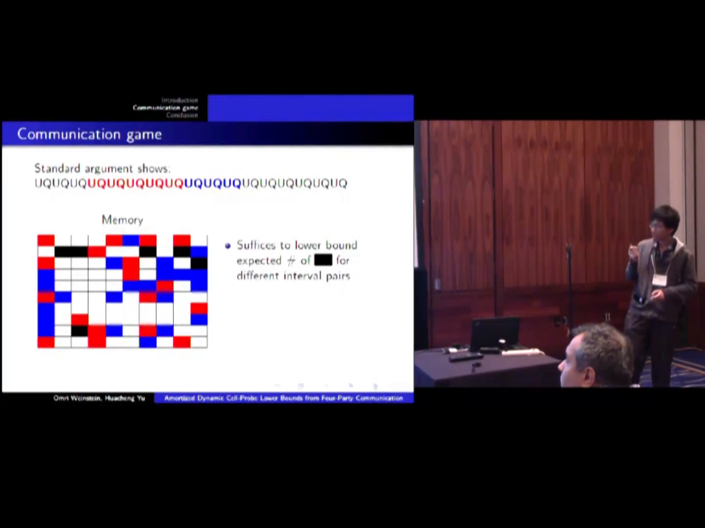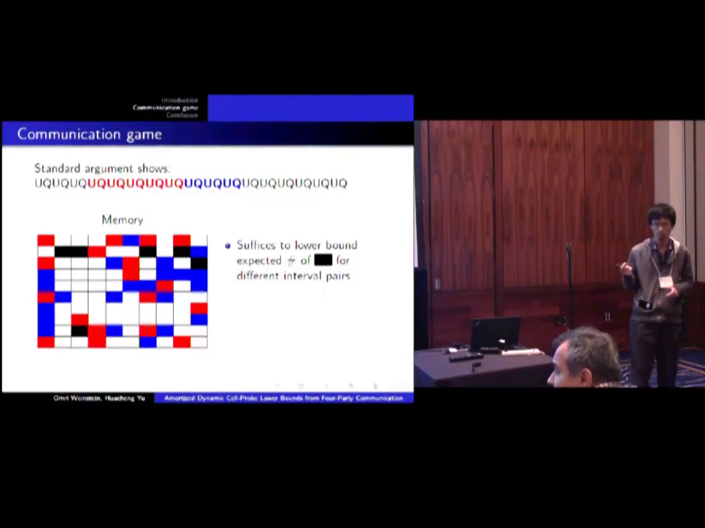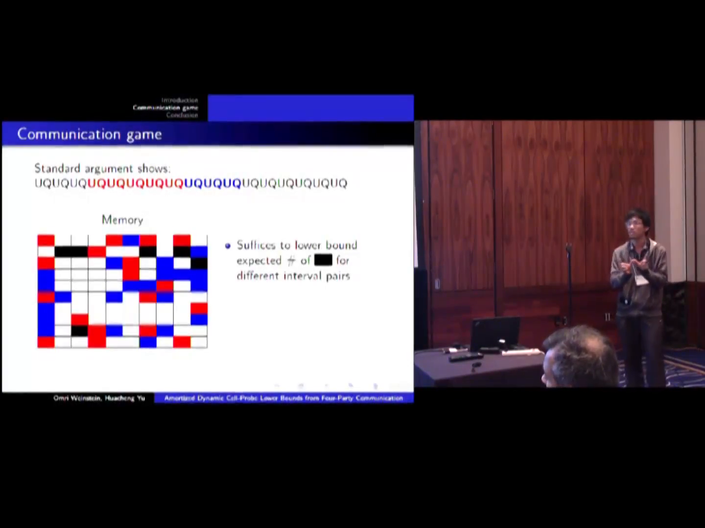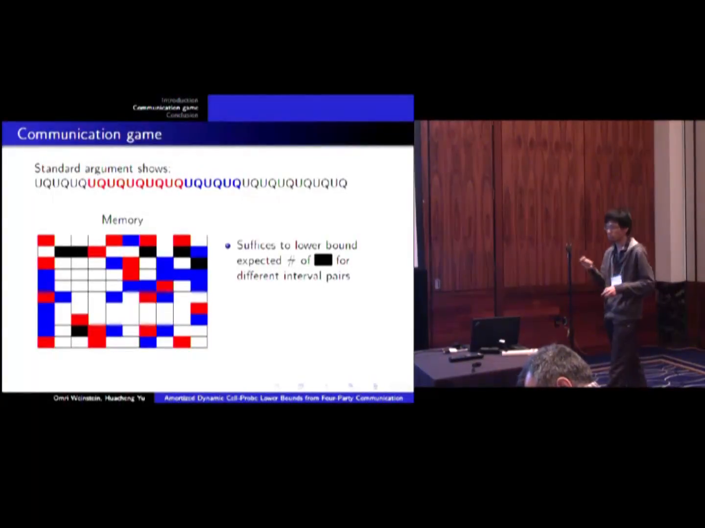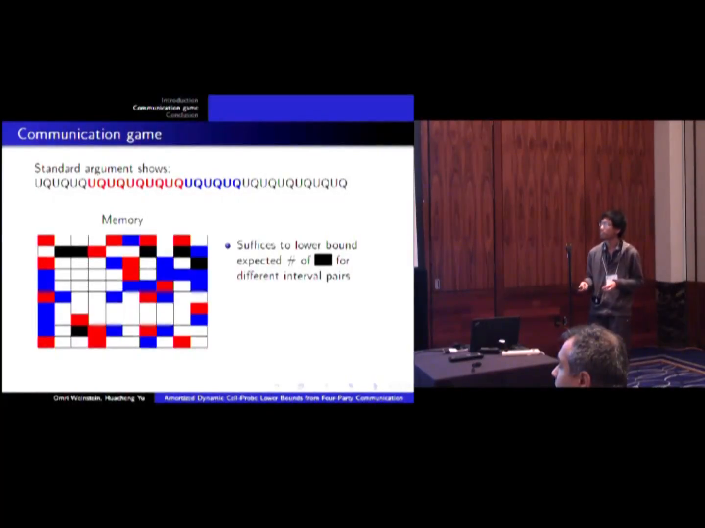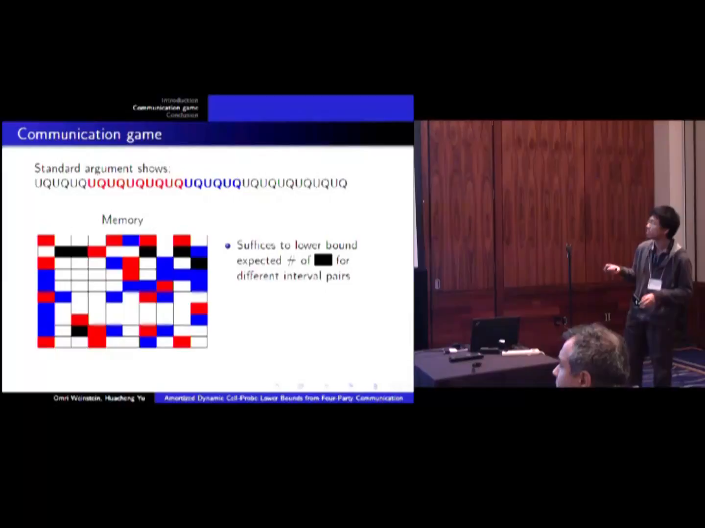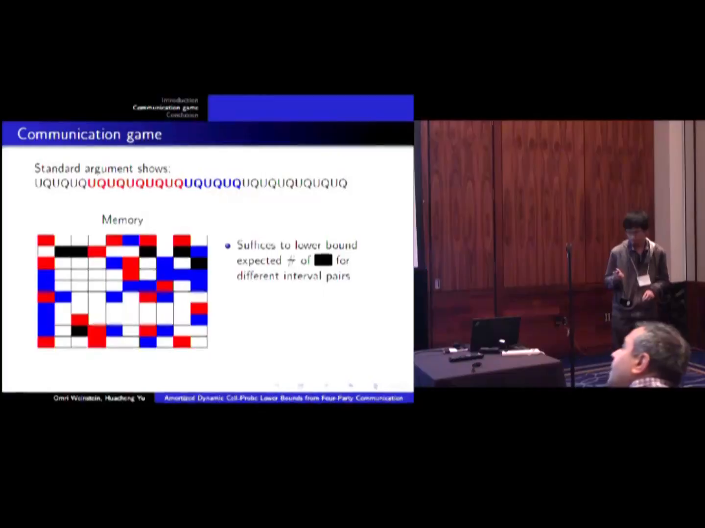So the standard argument shows that it suffices to lower bound the expected number of black cells for different interval pairs. So if we can prove a lower bound on this number of black cells for every interval pair, then by summing up these lower bounds in the right way and doing the counting argument, we can get a lower bound on the number of memory accesses the data structure does on this sequence of operations in the entire procedure. And this lower bound will be a time lower bound.